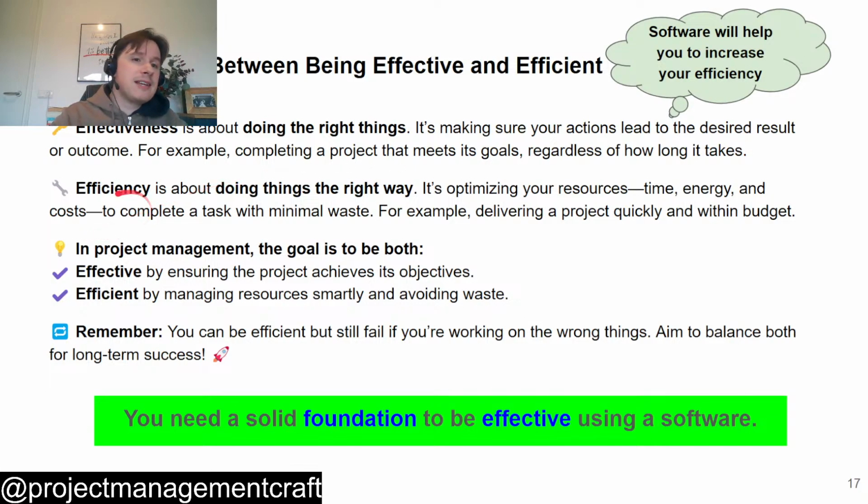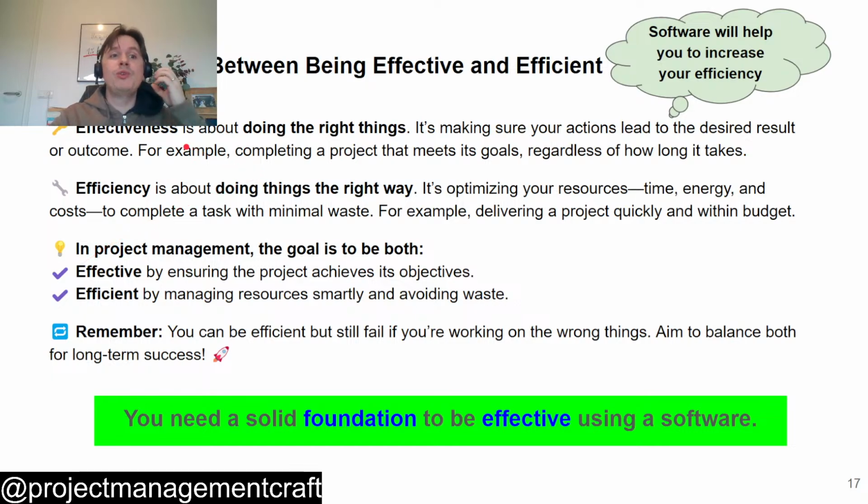And what's efficiency there? Well, efficiency would be to do things in the right way, meaning avoiding rework, or to do things in a faster way. What's the problem if you learn a software? A software will help you to be more efficient, which in the end you want to be both. You want to be effective and efficient.